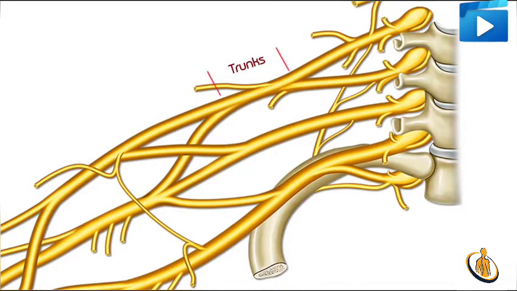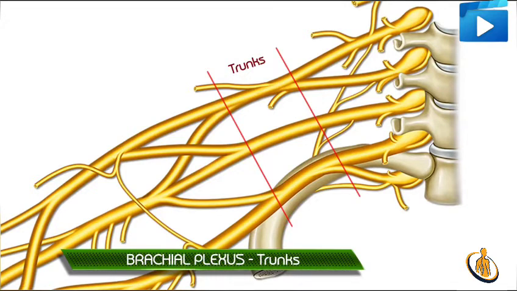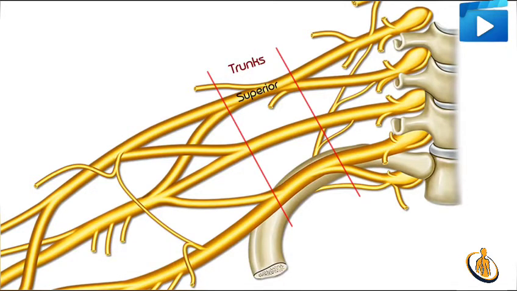Now let us talk about the trunks of the brachial plexus. The superior or upper trunk of the brachial plexus is formed by the union of C5 and C6. The middle trunk is formed by the continuation of C7, and the inferior or lower trunk is formed by the union of C8 and T1. These trunks start from the roots of the brachial plexus and enter the axilla by passing laterally over the first rib.